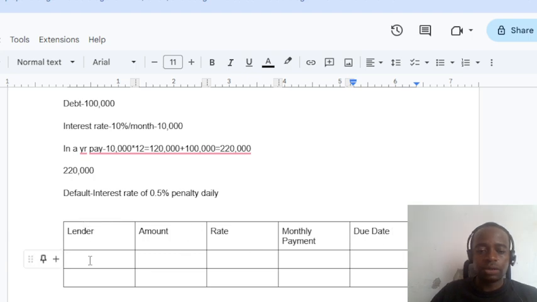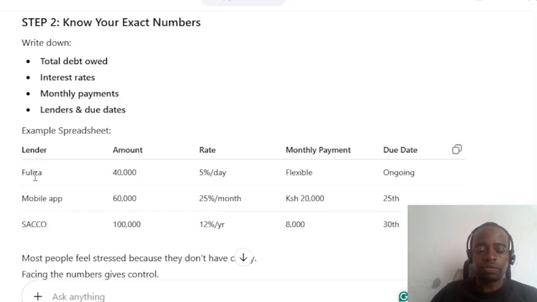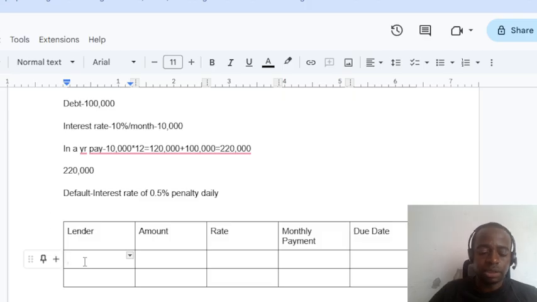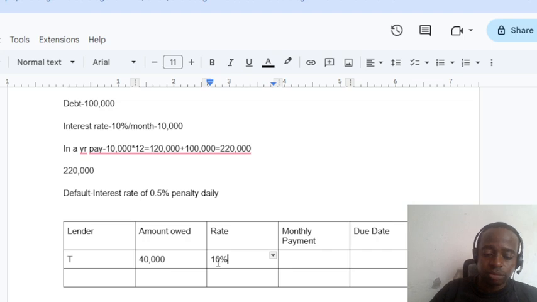And you can see they've given us a very good example. For example, if you have a loan of 40,000, I don't know whether people actually have a loan of 40,000, because some people don't even have very good limits. Some have limits of $100, 500, 1,500, 2,000. But anyway, let's assume a certain lender, let's call them T, and the amount is 40,000. This is the amount that is owed, and the interest rate we can give as 10% per month.